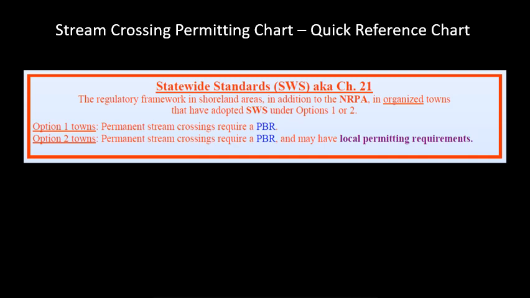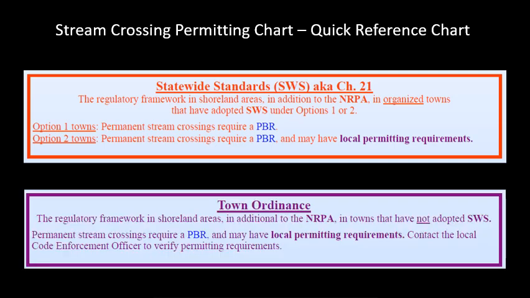So you want to make sure by looking through their ordinance whether those local permitting requirements apply or not. For those towns that have not adopted statewide standards in shoreline areas, you want to have a close look at the town ordinance to see if they have any local permitting requirements. It's more likely that they do if they haven't adopted statewide standards, and a PBR is also required in these towns.